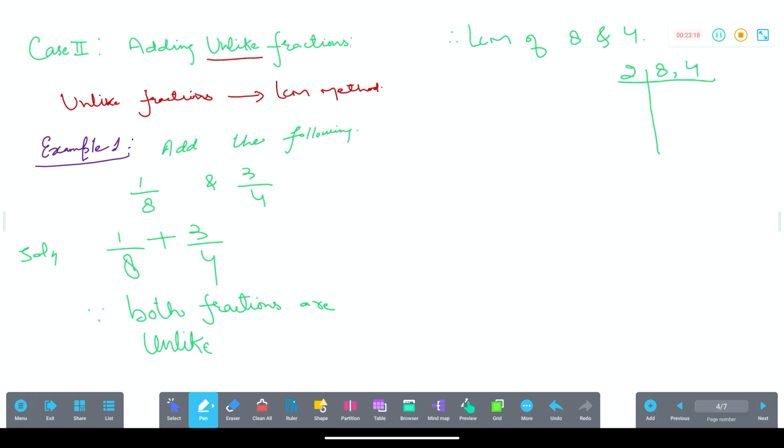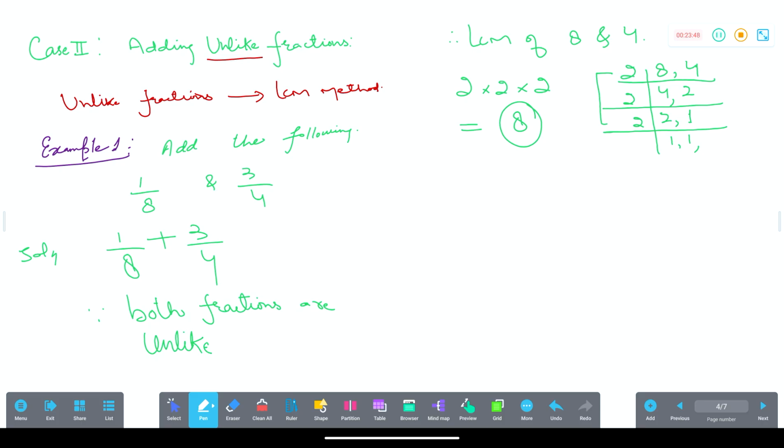2 fours are 8, 2 twos are 4. They both come in the table of 2. Then again with 2: 2 twos are 4, 2 ones are 2. Again with 2: 2 ones are 2, 2 twos are 1. So what is the LCM of 8 and 4? It will be the product of these prime factors, that is 2 into 2 into 2, which is 2 twos are 4, 4 twos are 8. So this is the LCM of the 2 unlike fractions.